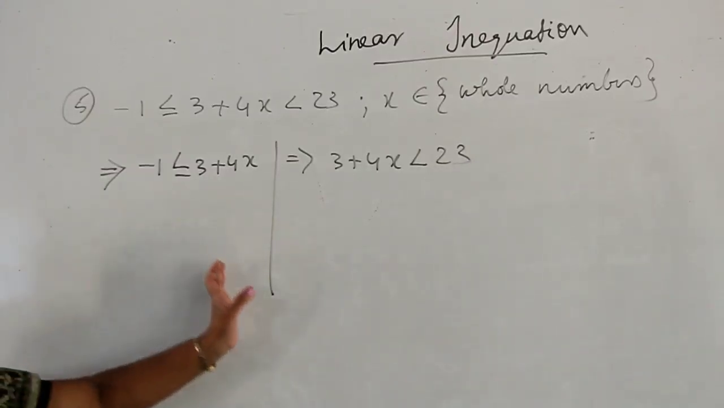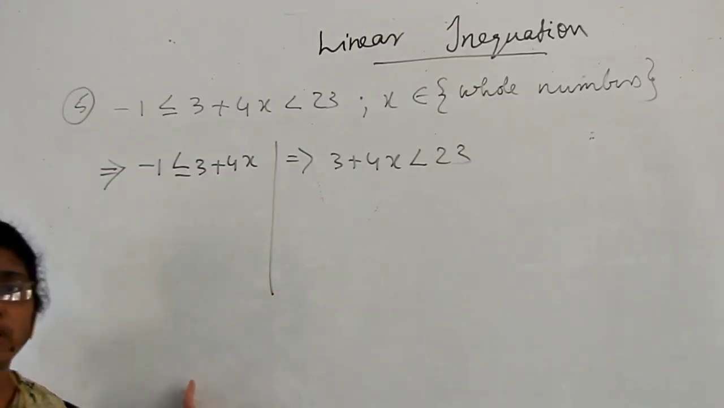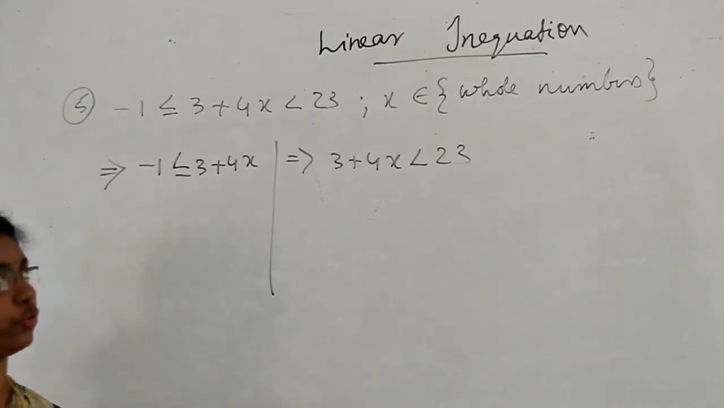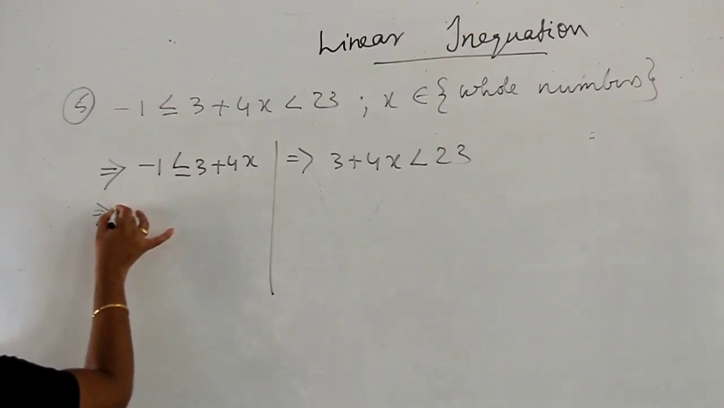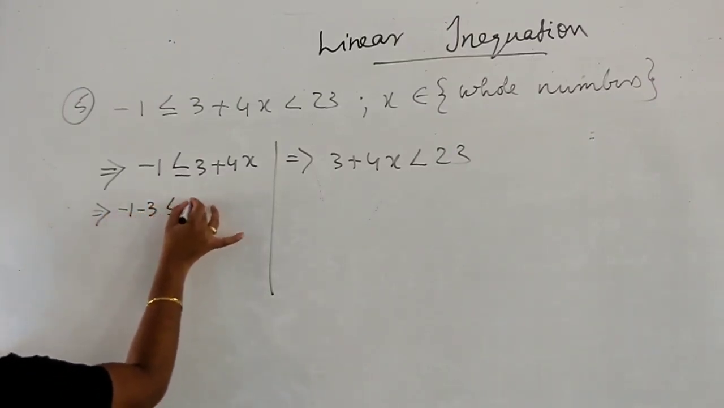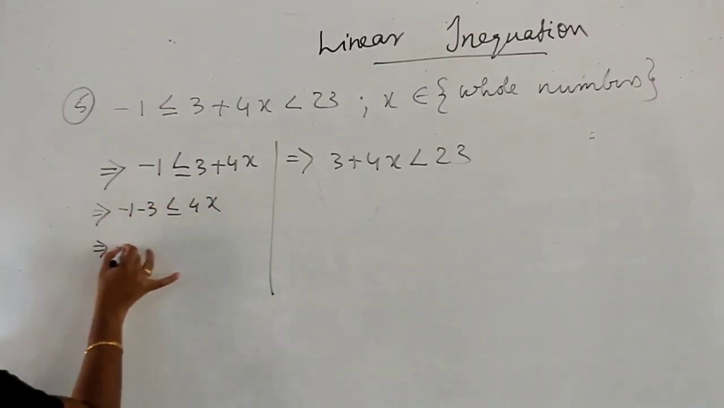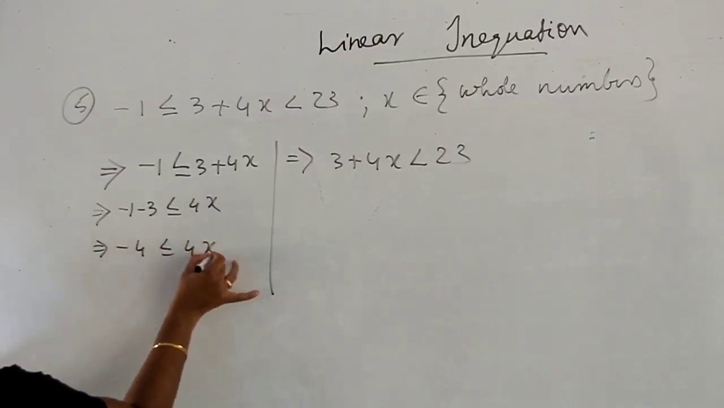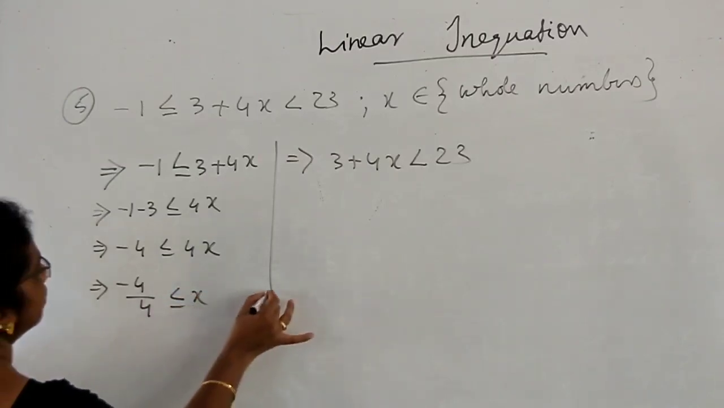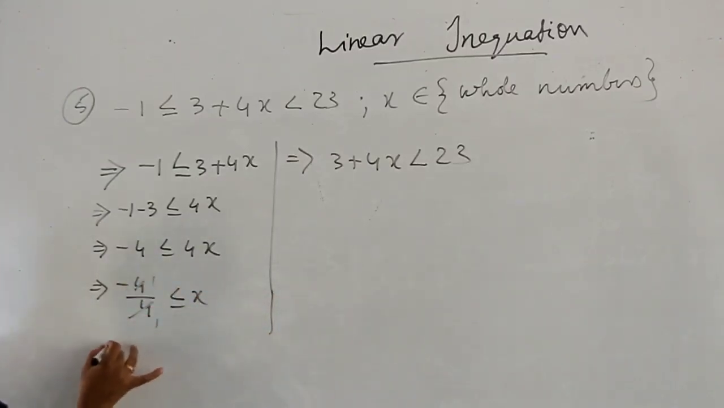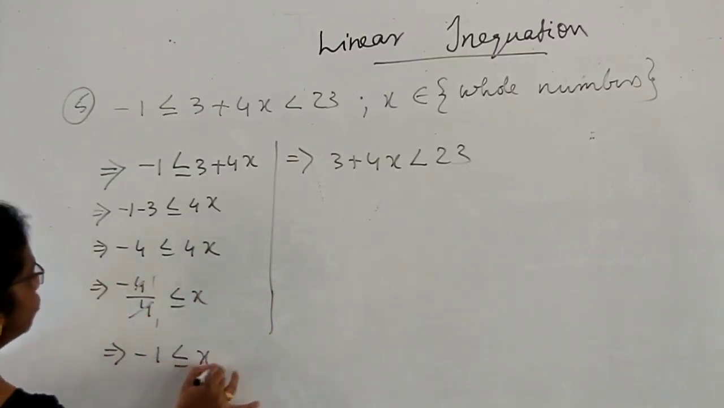We can do it in this way also: first draw a line, then you can do it this way, or one after another you can solve. Then first solve this linear inequation. So minus 1 minus 3 less than or equal to 4x, minus 4 less than or equal to 4x, this one minus 4 by 4 less than or equal to x, we can cancel it, which implies minus 1 less than or equal to x.